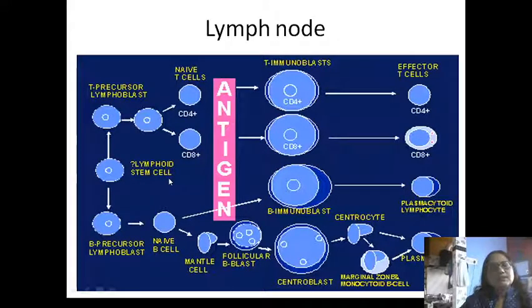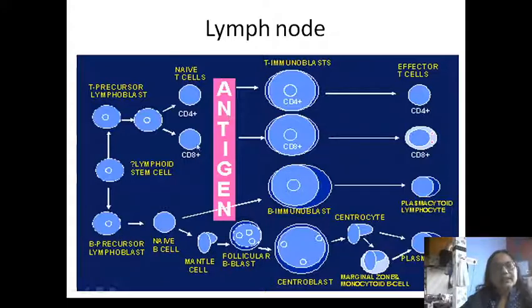Now lymphomas are neoplastic B or T cells, that is, clonal proliferation of B or T lymphocytes. So these lymphoid cells begin as stem cells in the bone marrow. Then they gradually differentiate either towards the T lymphocytes or towards the B lymphocytes. Look at this picture. T lymphoblast, T lymphoblast. This is now differentiating towards the naive T cells. B lymphoblast towards the naive B cells.